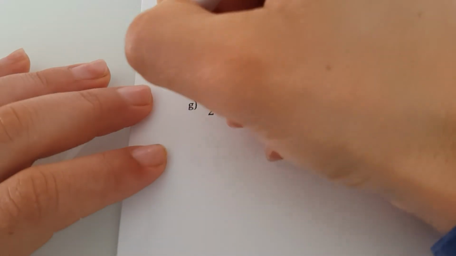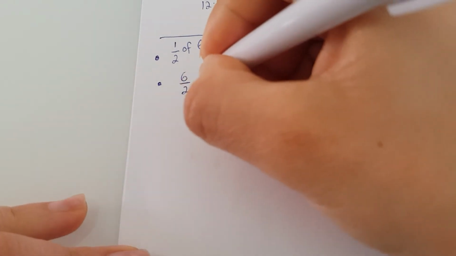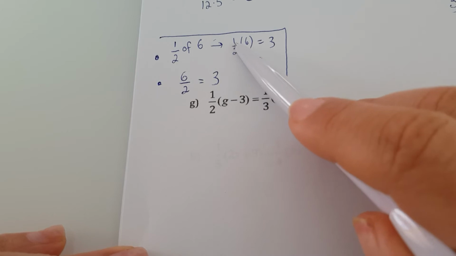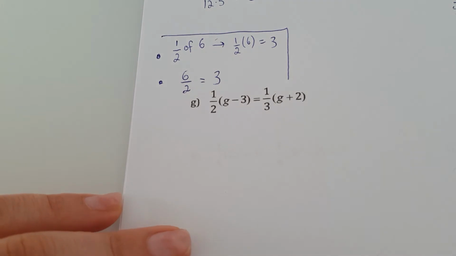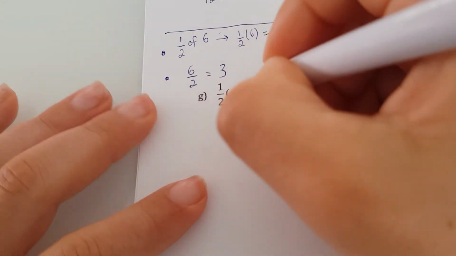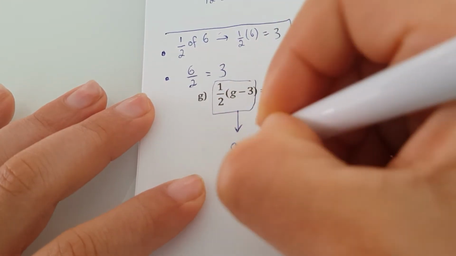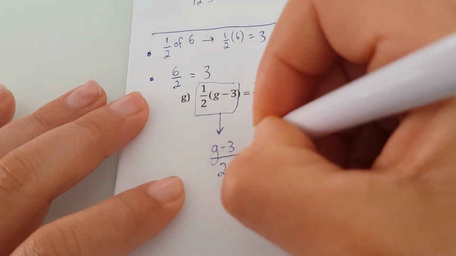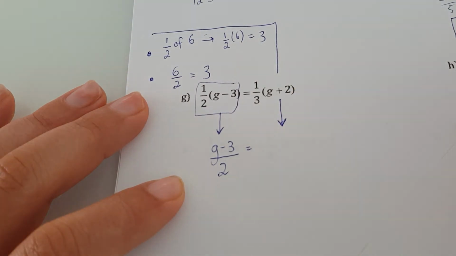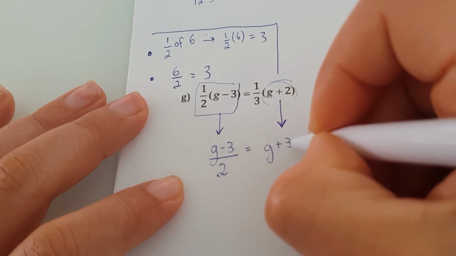But if instead I give you 6 divided by 2, what is 6 divided by 2? 6 divided by 2 is also 3. Half of 6, 1 times 6, 6 on 2, which is 3. So all of this can be written as g minus 3 on 2, and all of this can be written as g plus 2 times 1, which remains g plus 2.